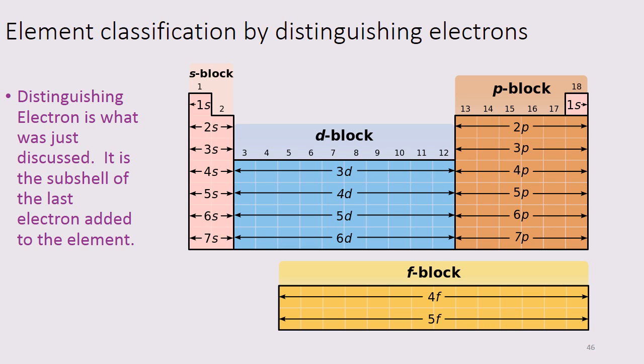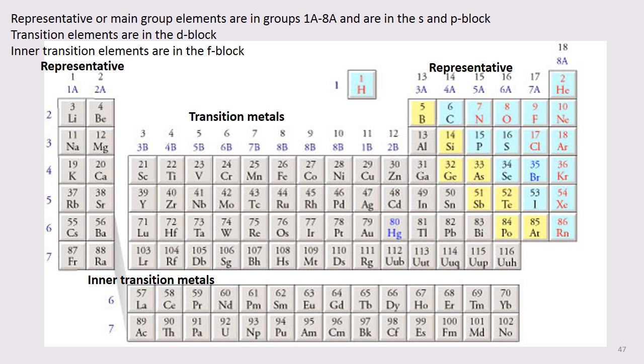Okay, so let's look at, first of all, distinguishing electron. We've already seen this picture. So we can look at an element and we can decide what is its distinguishing electron. Is it an s, a p, a d, or an f? So if you're looking at, say, phosphorus, which is element 15, what's its distinguishing electron? Its distinguishing electron is a p electron. It's in the p block. So that's pretty easy because we've already done that.